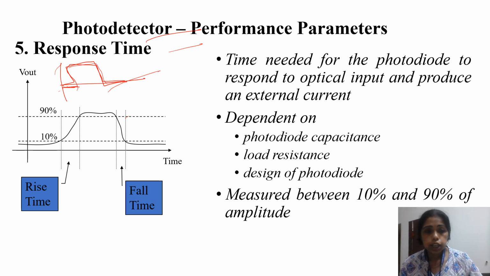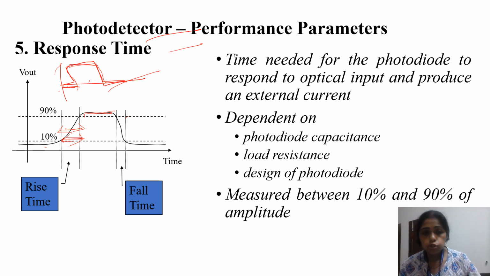Suppose according to this light signal, you are getting this optical signal. When you give the light, you should get an electrical signal. It is going to increase and reach the maximum electrical value. This is the 10% of the maximum value, and this is the 90% of the maximum value. If this interval is very small, then the response time value is very less. That means the speed of the detector is high.